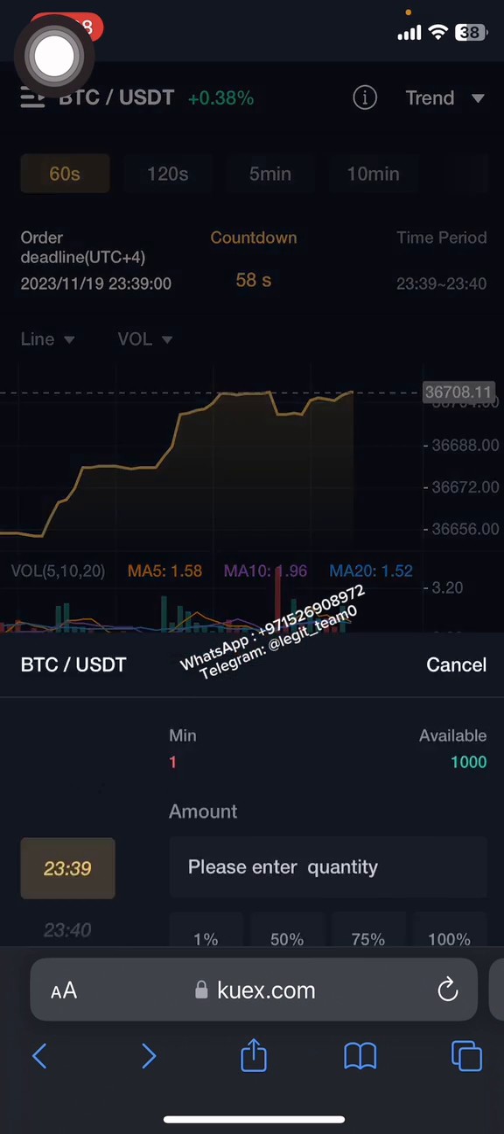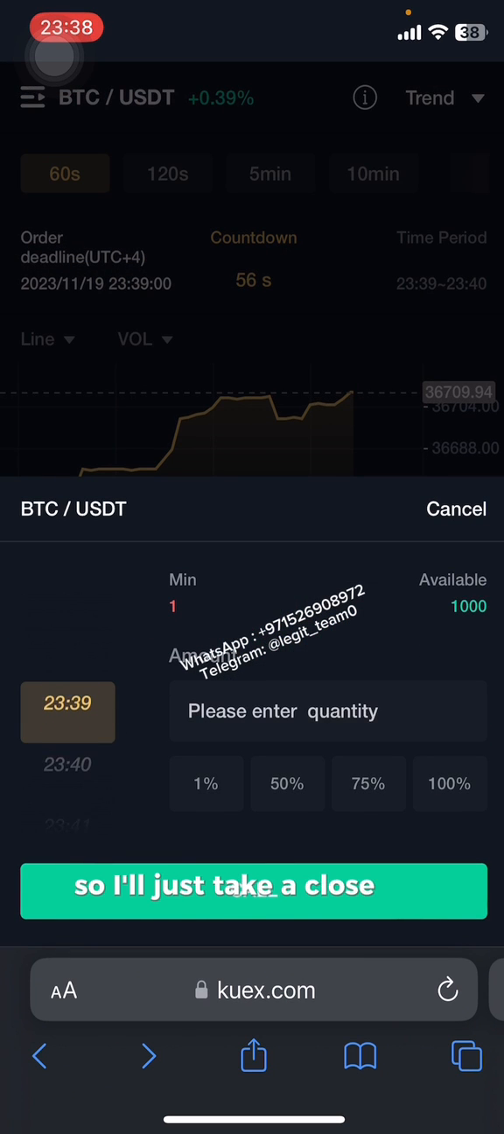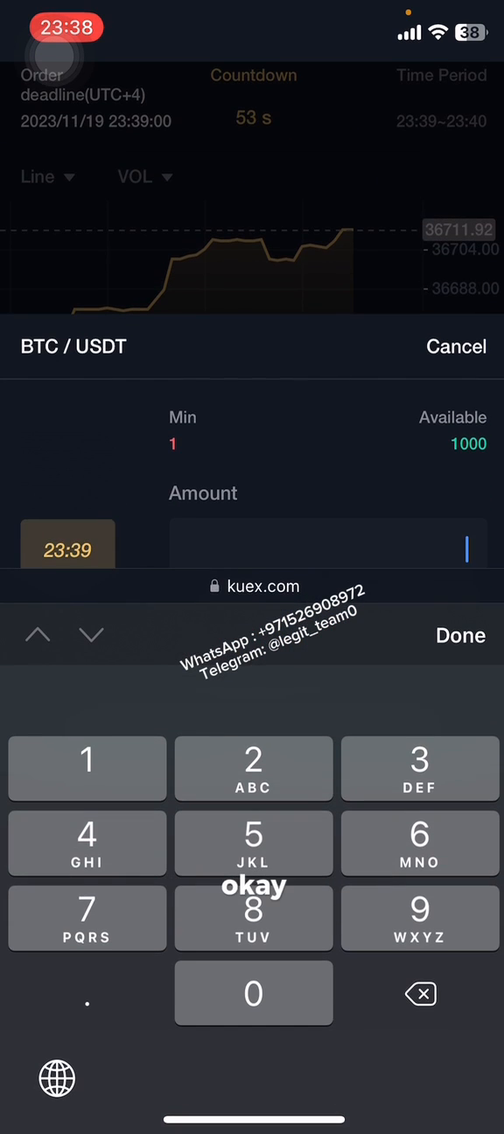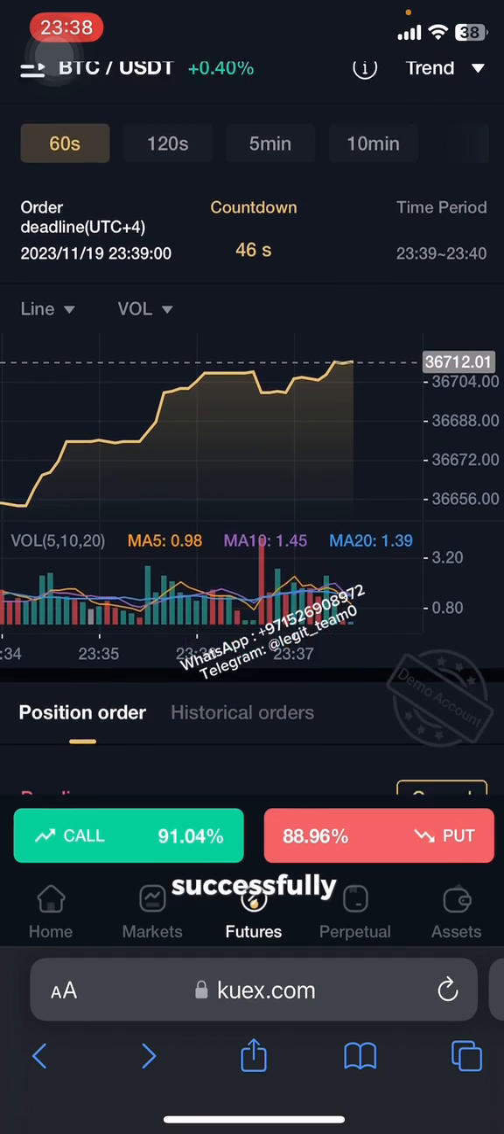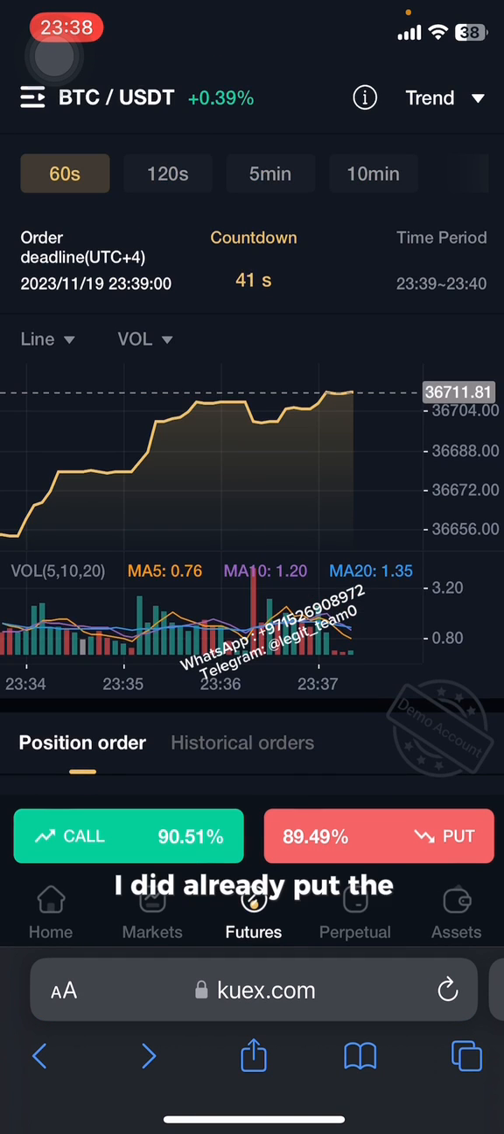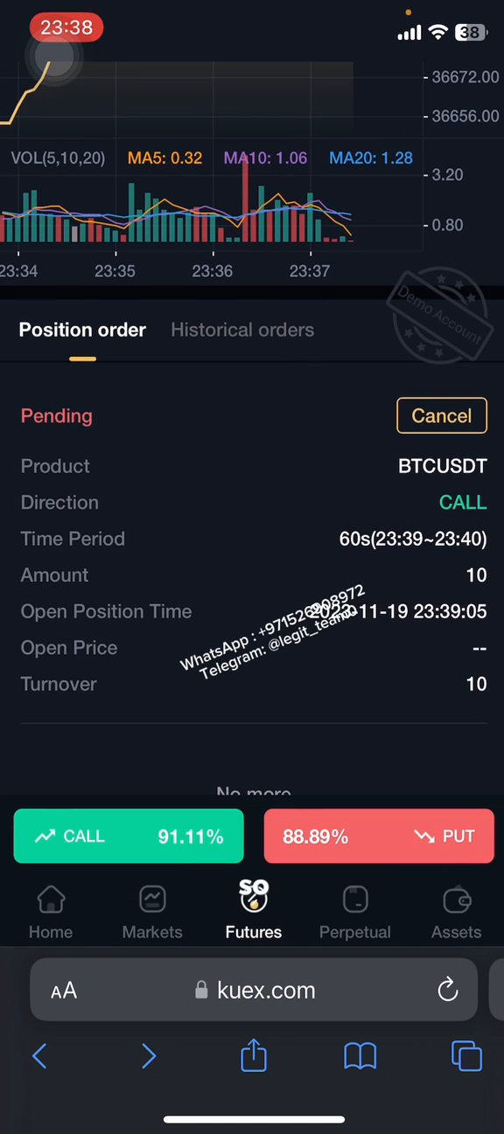So go for call. Okay, I'll do call. I'll just take a close one, suppose this one. Okay, 23:39. I'll put my $10. So I'll do the call. I already successfully put the dollar in the market. So at 23:39 it will go automatically into the market.